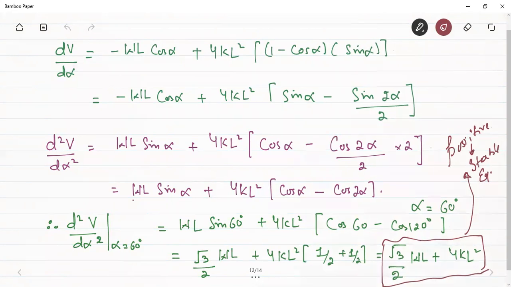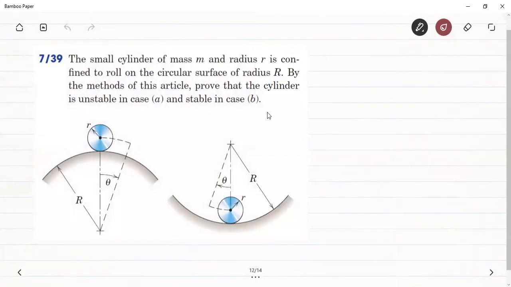Let's see one more question. The small cylinder. This has been taken from Meriam and Kraige's text. It is an unsolved problem in the textbook of engineering mechanics by Meriam and Kraige. The small cylinder of mass M and radius r is confined to roll over this circular surface of radius R. We can see that there is a small cylinder whose radius is equal to small r, and it is confined to roll on a circular surface.